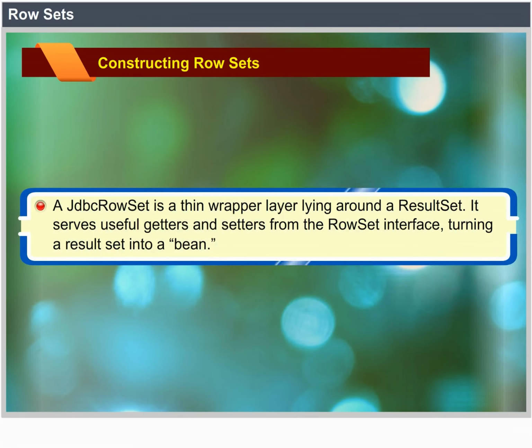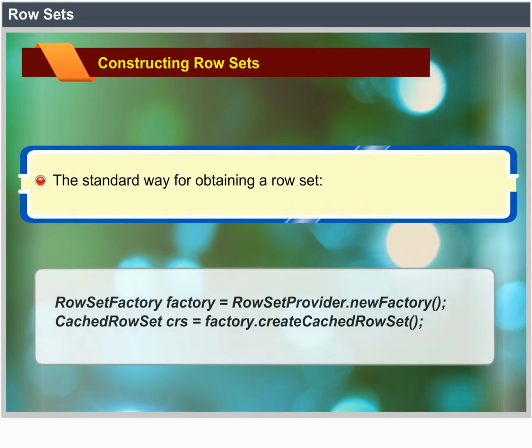A JdbcRowSet is a thin wrapper layer around a result set. It adds useful getters and setters from the RowSet interface, turning a result set into a bean. The standard way for obtaining a row set is: RowSetFactory factory = RowSetProvider.newFactory(); CachedRowSet crs = factory.createCachedRowSet().